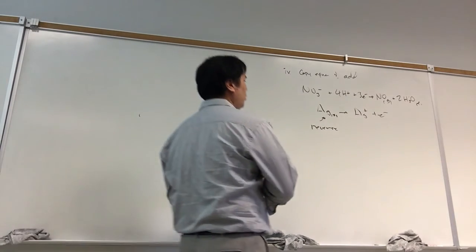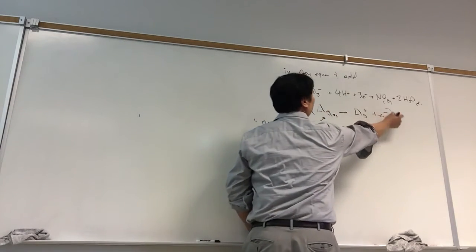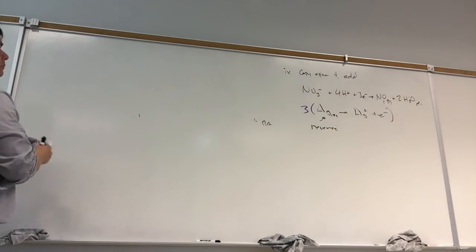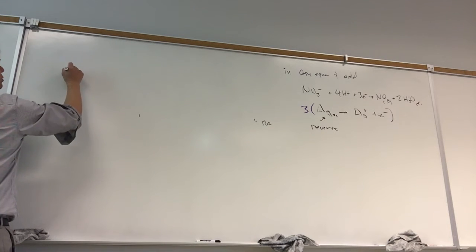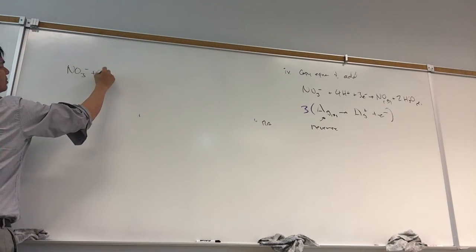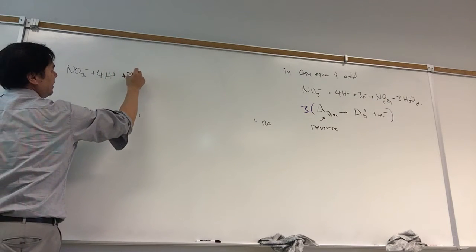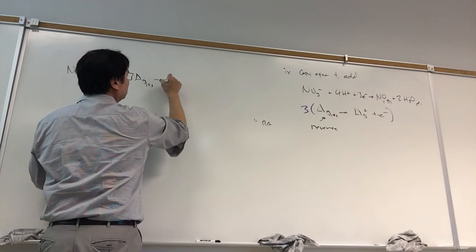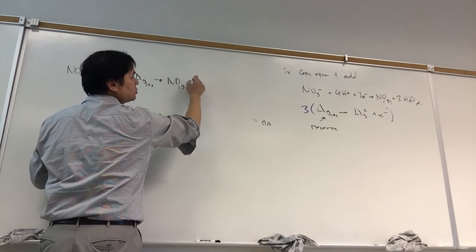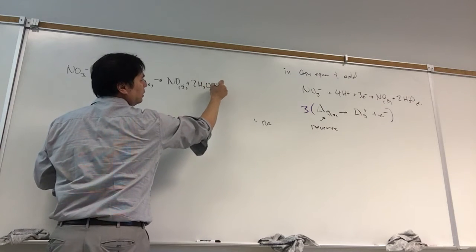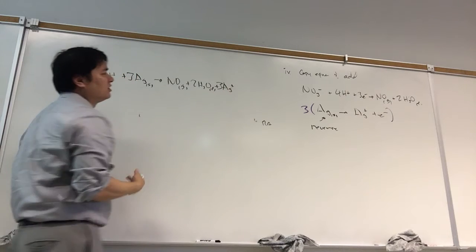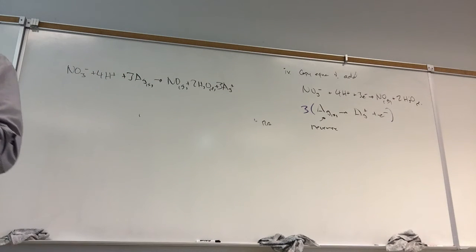So what I would do is I just multiply this bottom one by 3, and then it would balance out. And so let's go ahead and add those 2 up. And so we got nitrate plus 4H plus 3Ag solid yields NO gas plus 2H2O liquids plus 3Ag plus. Yeah, and then the 3 electrons cancel the 3 electrons. I'm not even going to bother writing those down to save myself a step.